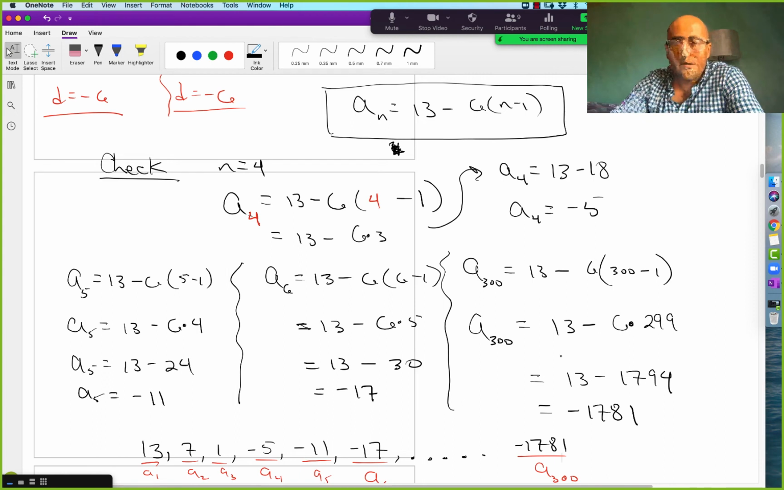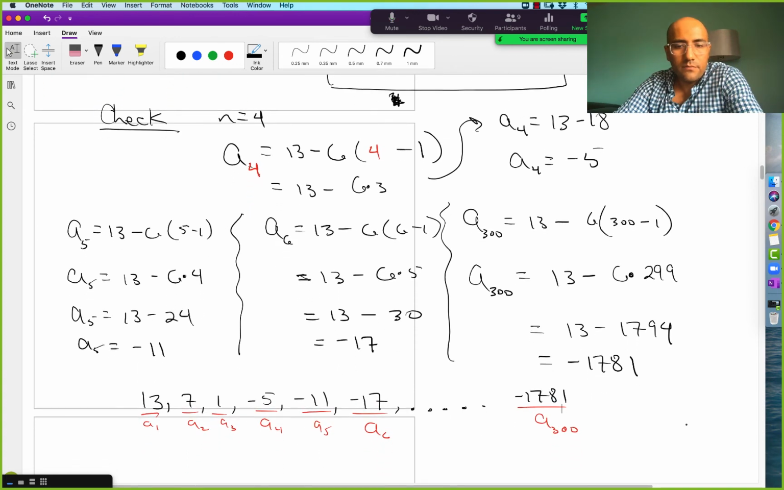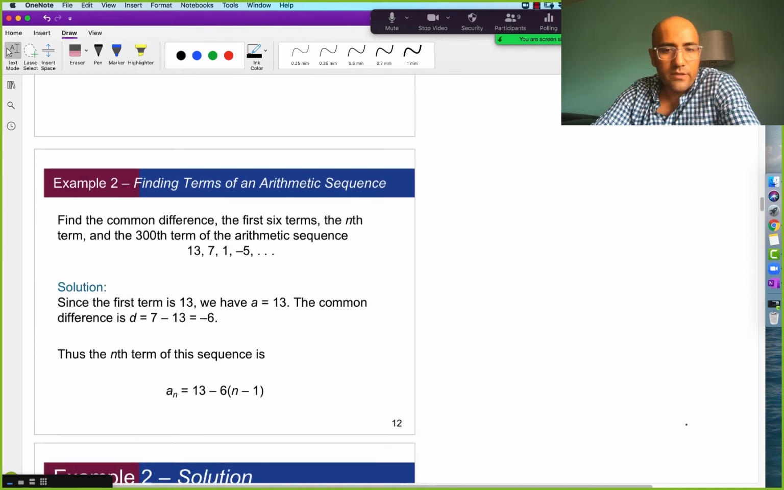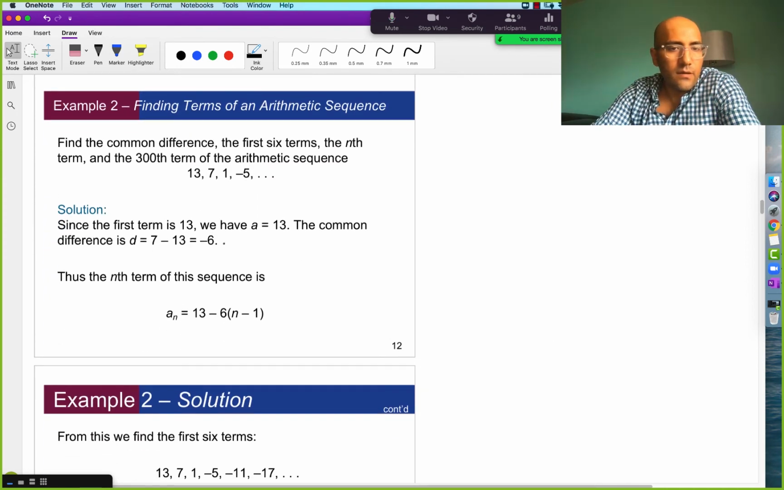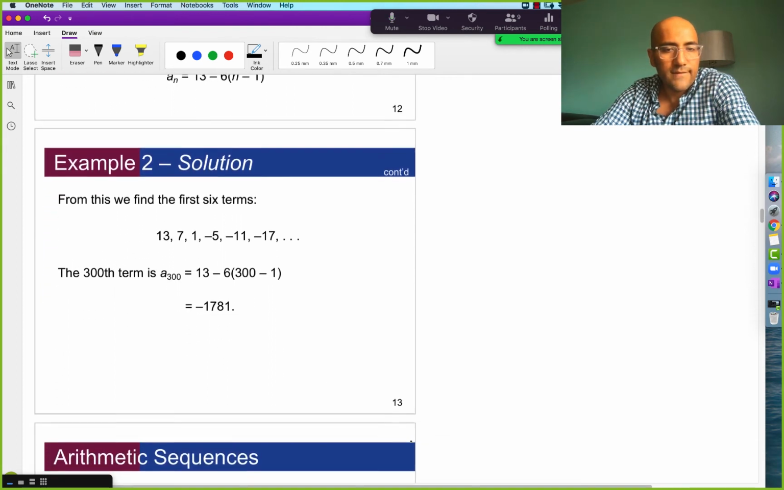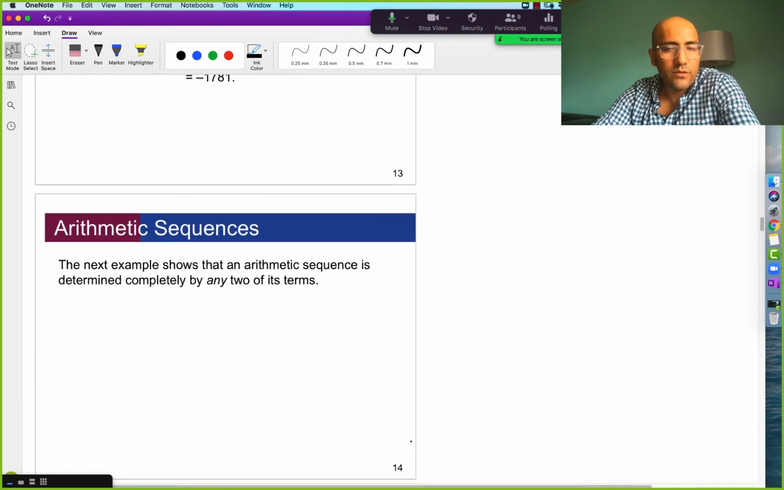Any questions? No questions? Let's see what the author did. Common difference is minus 6. Plug it into our formula. Yep, that's what we get there. And then we can get the first few numbers quite easily. We just subtract 6 every time. And then when we plug in 300, we get to this. No questions. Good.